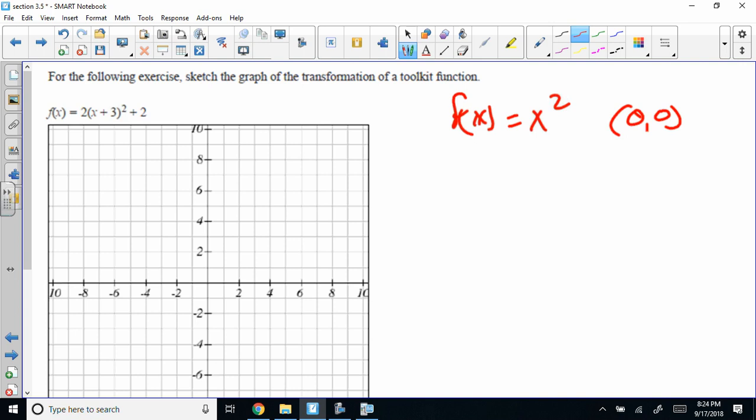All right, so, man, they want us to sketch the graph of a toolkit function. The what now? It's a quadratic. It's a quadratic in vertex form.